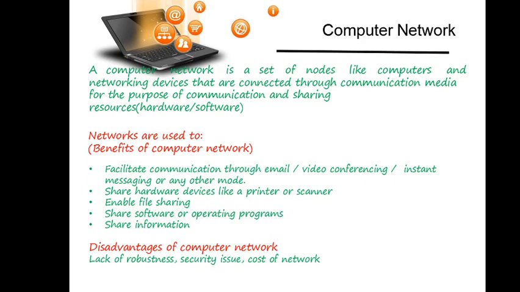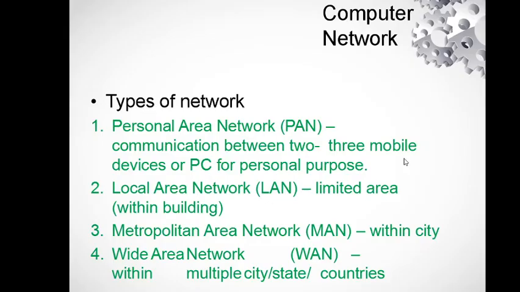Next, we will discuss the types of computer networks. The first type of computer network is the personal area network, or PAN. It is the smallest network. It is basically used for communication between two or three mobile devices or PCs for personal purposes. So this is the smallest network.